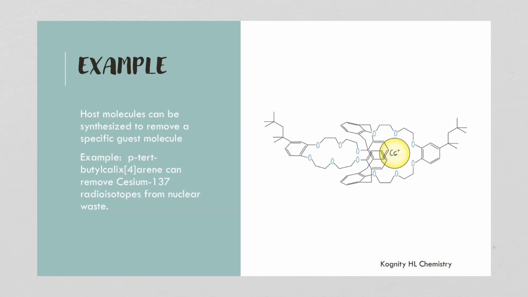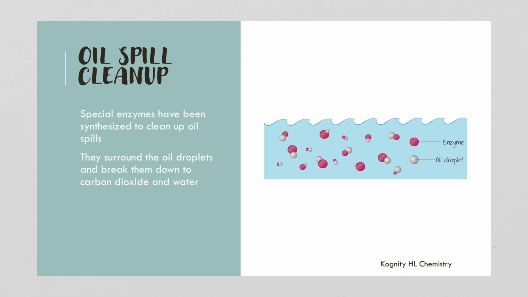Host molecules can be synthesized to remove a specific guest molecule. One example would be removing radioactive cesium-137 isotopes from nuclear waste. This is the molecule that can do that. You don't need to know the structure or name, just that you can use them to remove specific guest molecules. Scientists have also found ways to clean up oil spills, so specific enzymes have been synthesized to do this. They surround the oil droplets, break them down into carbon dioxide and water, and then the oil spill is remediated.